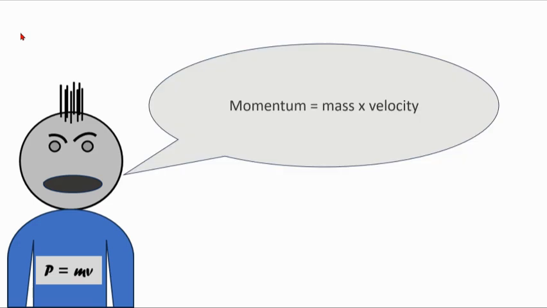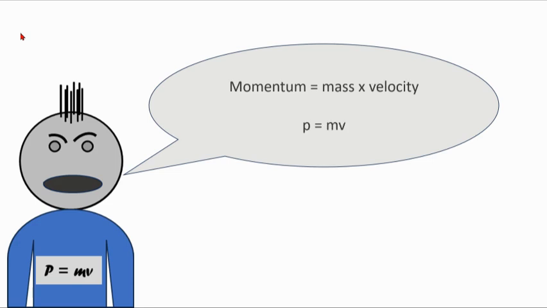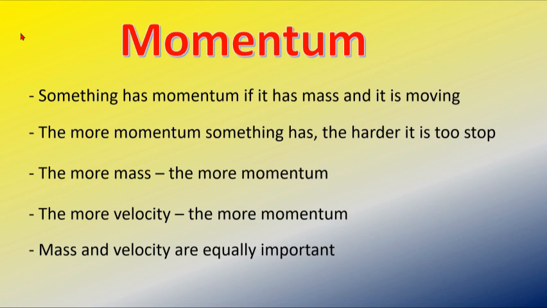Momentum is equal to mass times velocity, or P equals mv for short. Something has momentum if it has mass and it is moving. So while all moving things have momentum, some have more than others, and the things with more momentum are harder to stop. The more mass an object has, the more momentum, and the more velocity it has, the more momentum.